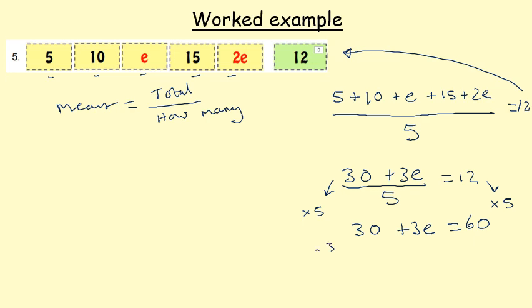And then I'm just going to rearrange this equation. So I'm going to take away 30 from both sides. I'm going to end up with 3E equals 30, and then I'm going to divide both sides by 3, and then you're left with E equals 10. Okay, so what we're going to end up with in our data set is 10 here, because E is worth 10, and in our second part we've got 2 lots of E, so that's going to be 2 times 10, which is 20.